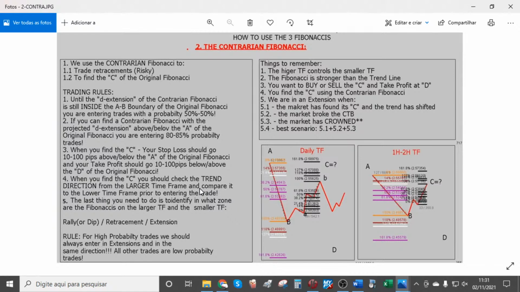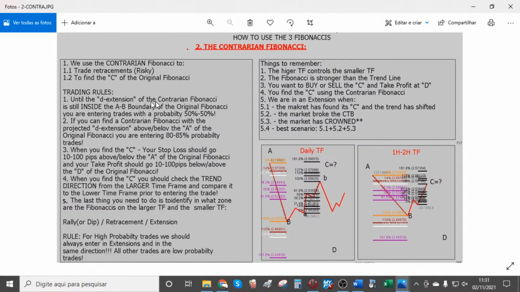the contrarian Fibonacci, right? We use the contrarian Fibonacci to, number one, trade retracements, which is risky, and to find the original C. What is the difference? Trading rules.